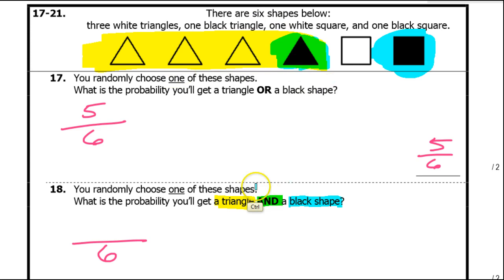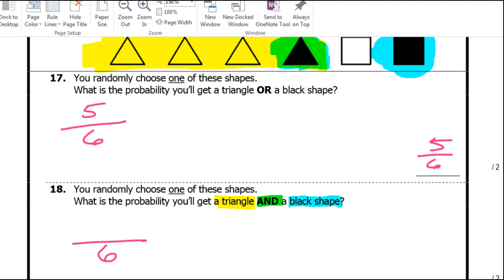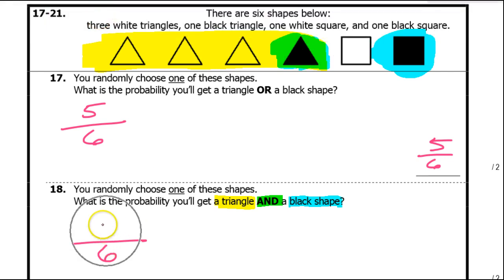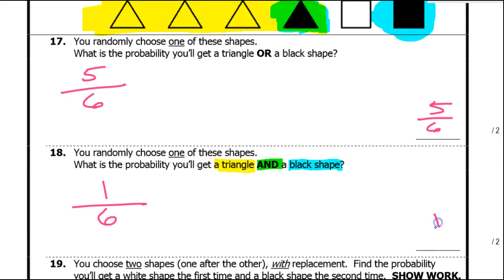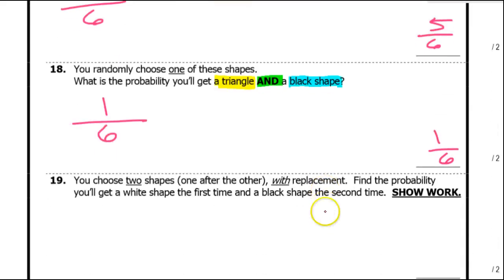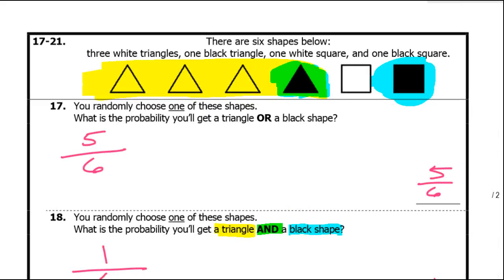In other words, triangle and black, well, that's a black triangle. How many of those do you see? 1. We have 1 black triangle. So probability 1 out of 6. Okay, let me erase and reset.